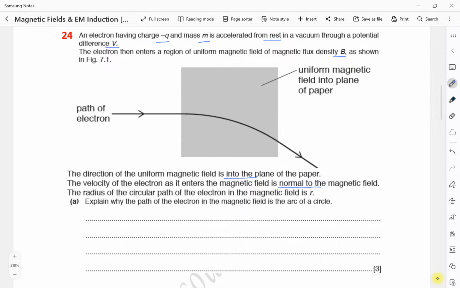So if the velocity is perpendicular to the magnetic field, then the particle experiences a force as predicted by Fleming's left-hand rule. The radius of the circular path of the electron in the magnetic field is r. Explain why the path of the electron in the magnetic field is the arc of a circle.